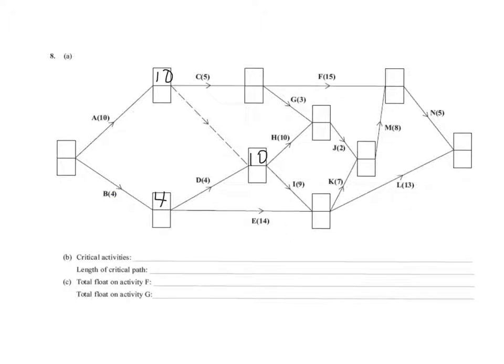What's the earliest time we could arrive at this point here? Well, 10 days there, 5 days there, that's obviously 15 days. What's the earliest time we can get here? Well, if we've got activity B and E, that's going to take 18 days. But if we're going to B and then D and then I, that's 10 days. Activity I takes 9 days, so the earliest time we can arrive here is after 19 days.